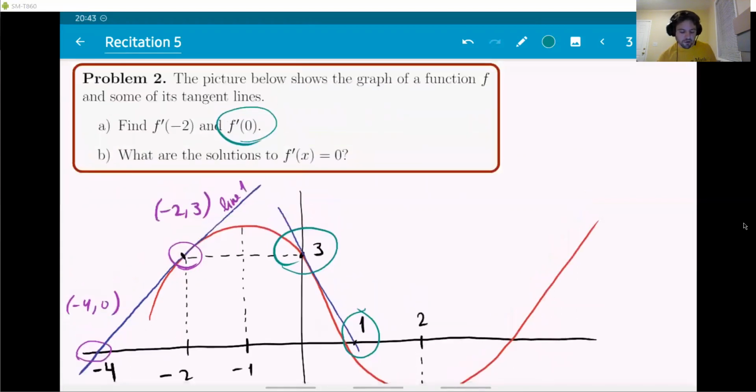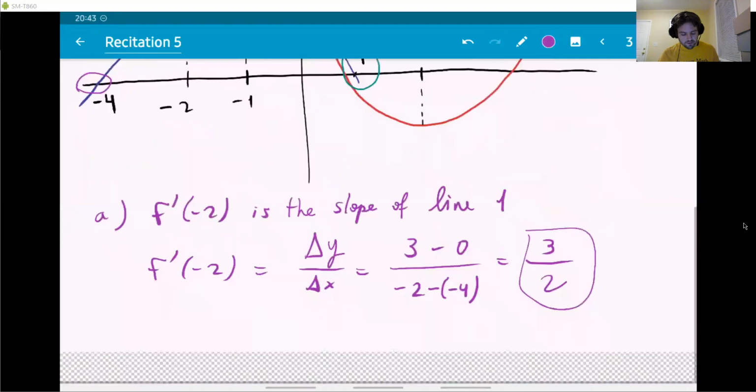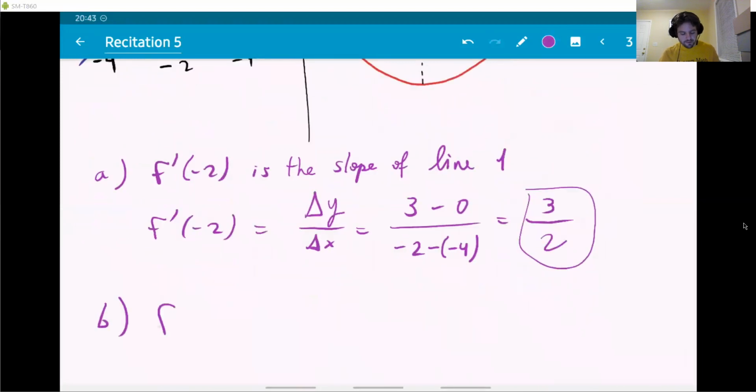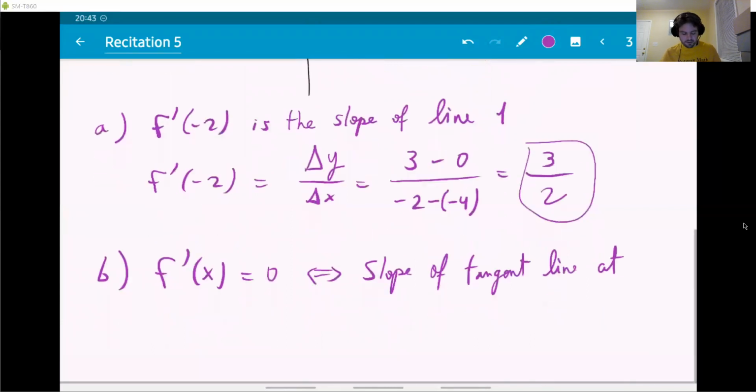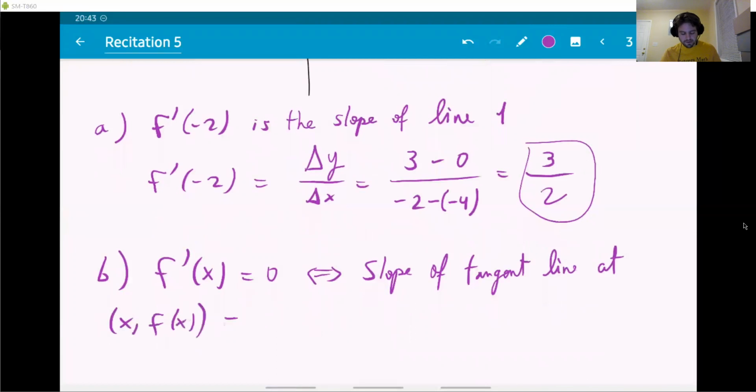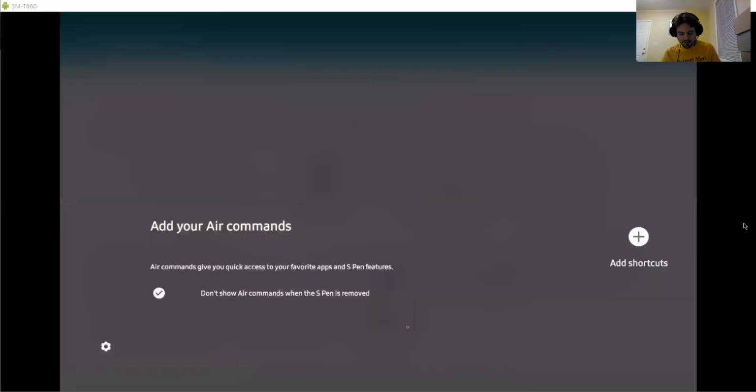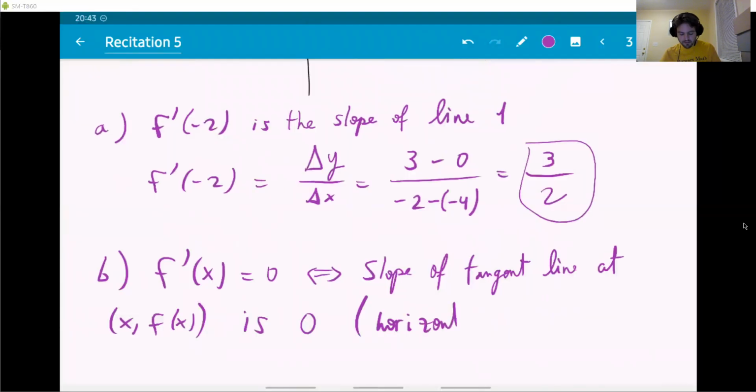What are the solutions to f prime of x equals 0? Okay, what does it mean for a function to have a 0 derivative at a point x? We're trying to find all the points where this derivative is 0. This is the same thing as saying that the slope of the tangent line at this number x, f of x, is supposed to be 0. That means a horizontal line. Horizontal tangent line.